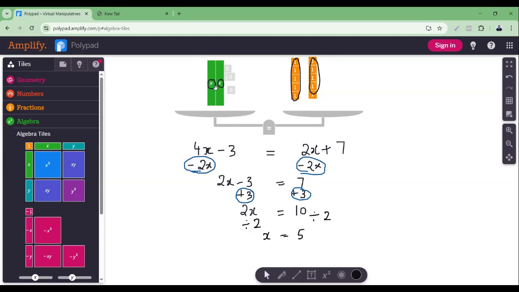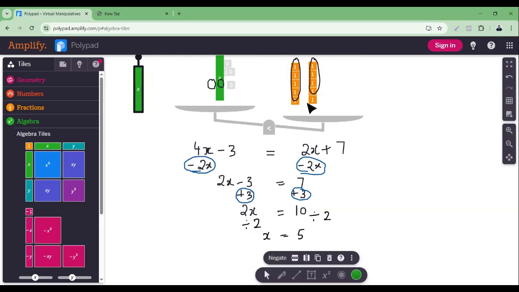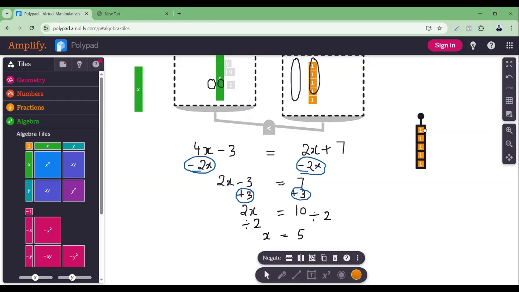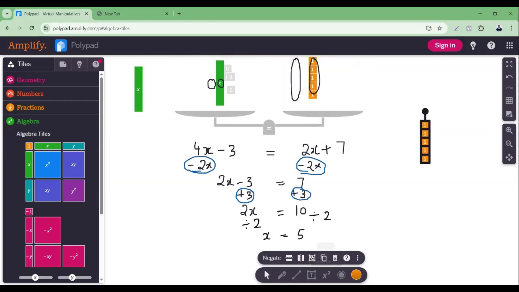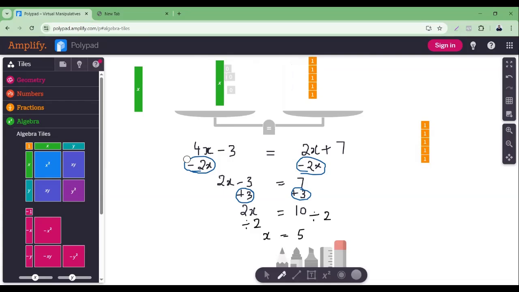That means I'm going to remove this one, and whatever this one also I can remove. Now both the things are absolutely equal, right? 1x is equal to 5. And that is what we have got.